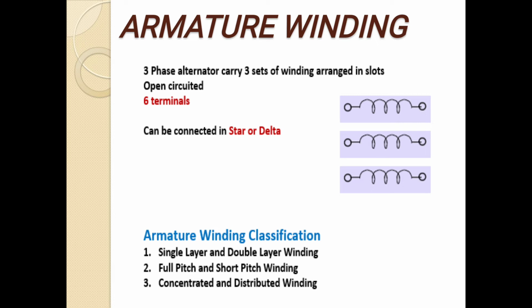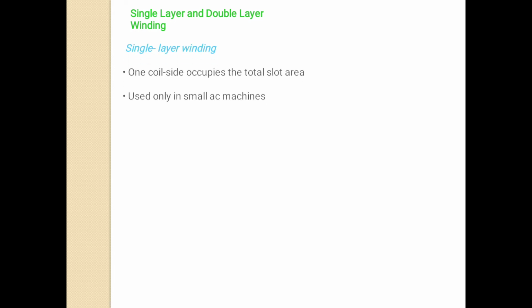The armature winding classification. It has three different types: single layer and double layer winding, full pitch and short pitch winding, concentrated and distributed winding. First one is single layer and double layer winding.